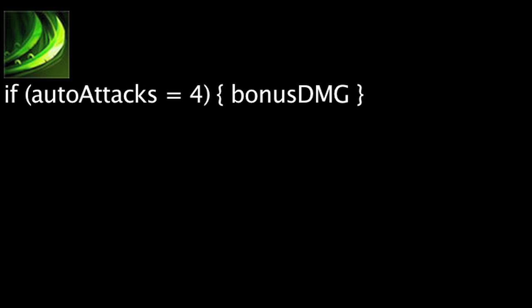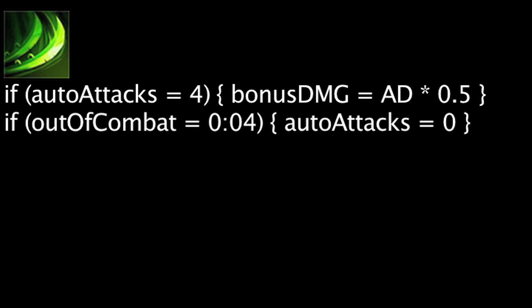Master Yi's passive ability, Double Strike, will cause him to deal bonus physical damage after auto-attacking 4 times. The physical damage will be equal to Master Yi's attack damage times 0.5, but can apply on-hit effects and can critically strike. The auto-attack counter will reset if Master Yi has been out of combat for 4 seconds.